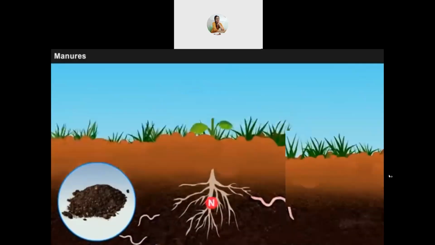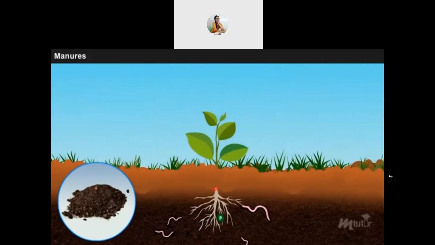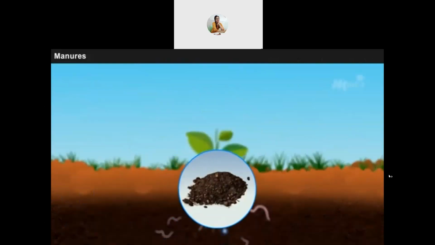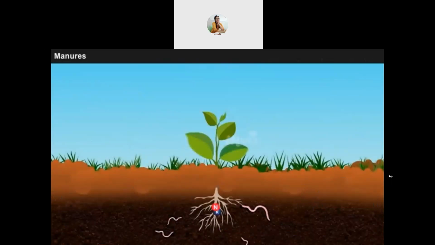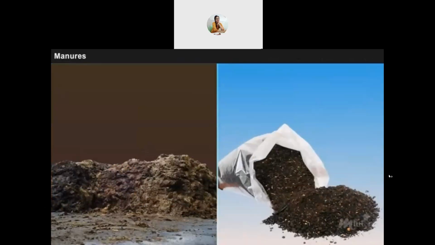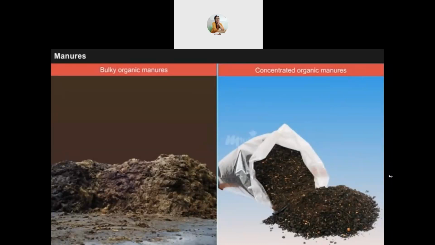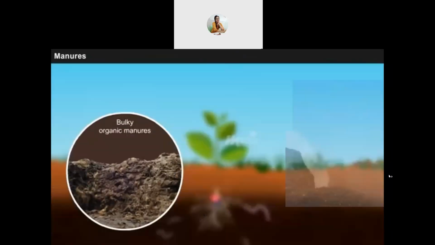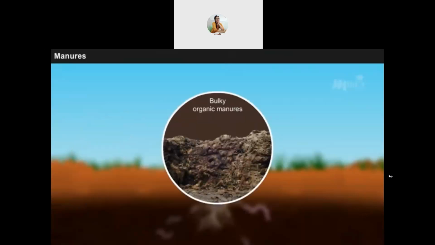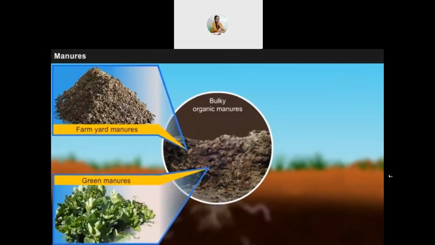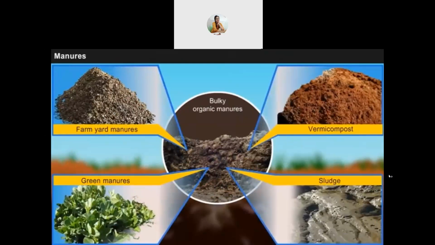They provide various nutrients to the plants. In addition, manures also contribute in improving the physical, chemical, and biological properties of the soil. Manures can be categorized into 2 types, based upon the concentration of the plant nutrients that it provides. They are bulky organic manures and concentrated organic manures. Bulky organic manures contain minimal amounts of nutrients and hence are required in larger quantities. Some of the examples are farmyard manures, green manures, vermicompost, and sludge.